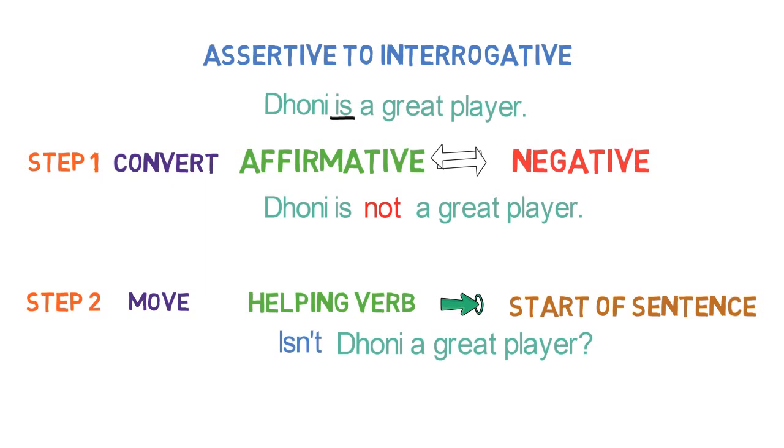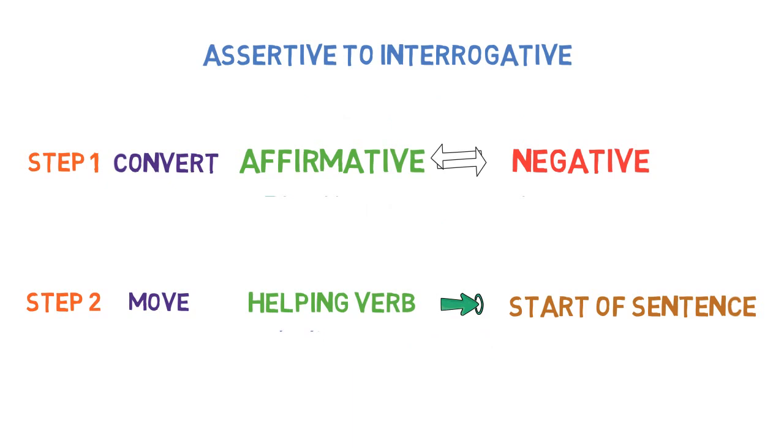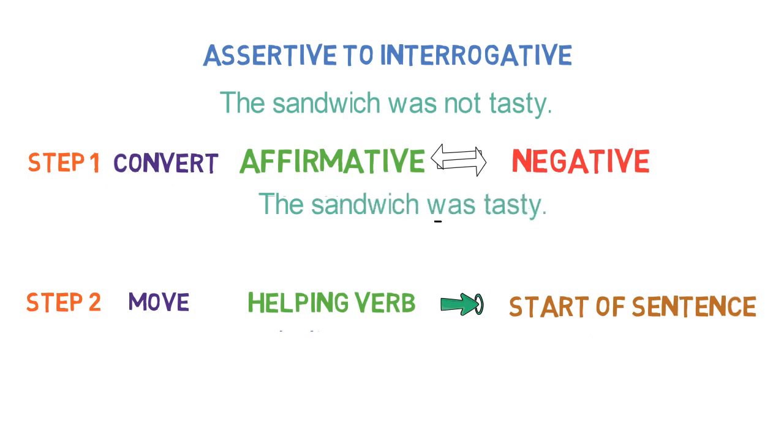Let me give you one more example that we just saw previously. The sandwich was not tasty. As the sentence is in negative form, we will convert it into affirmative form. After applying step 1, the sentence will be the sandwich was tasty. Now moving the helping or auxiliary verb to the first position in the sentence, which is step 2, the sentence will be was the sandwich tasty? So now you got an idea how to convert an assertive sentence to interrogative sentence.